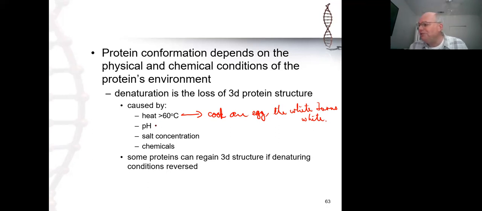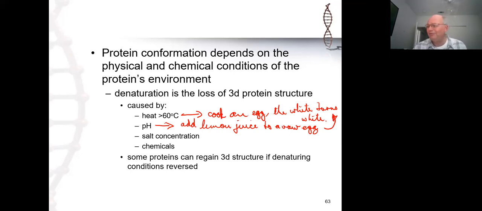What is interesting is that you can do the same thing by altering the pH. So if you add lemon juice to a raw egg, you get the same thing. The white turns white. So if you want to check this for yourself, sacrifice an egg, break it into a glass, take a really juicy lemon and squeeze the lemon juice into the glass. And you'll see that the white of the egg will turn white, just as if you'd cooked it.